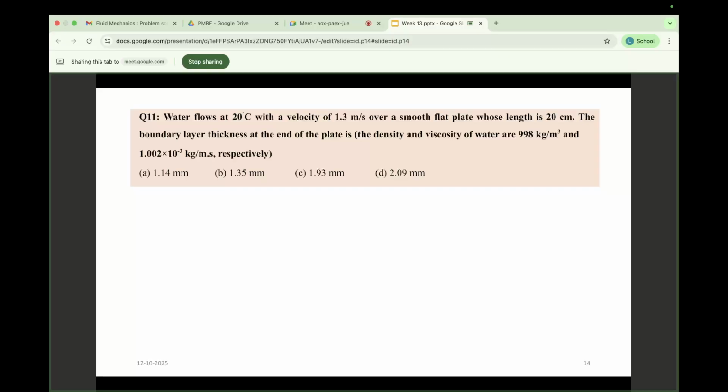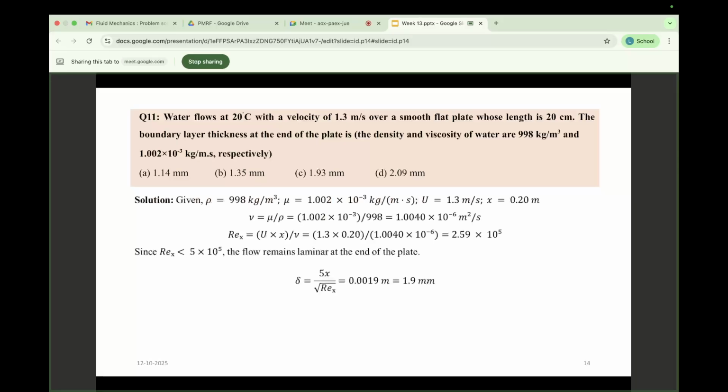Now this is a problem regarding boundary layer approximation. So what has been asked: water flows with the given velocity over a smooth plate whose length is this much, so the boundary layer thickness at the end of the plate is what? So that is what has been asked here. You have to find the boundary layer thickness.